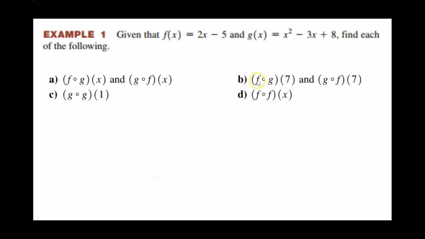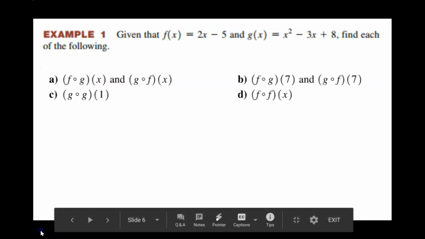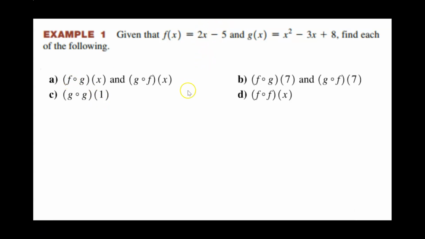So take a few minutes to do that, and I'll call on some people to type in the chat box what the answer should be. So for part A, f is going to be our main function. So 2x minus 5 is what we need to write down for our main function. And then we're going to take g, which is all of these three parts, x squared minus 3x plus 8, and plug it in for this x here.